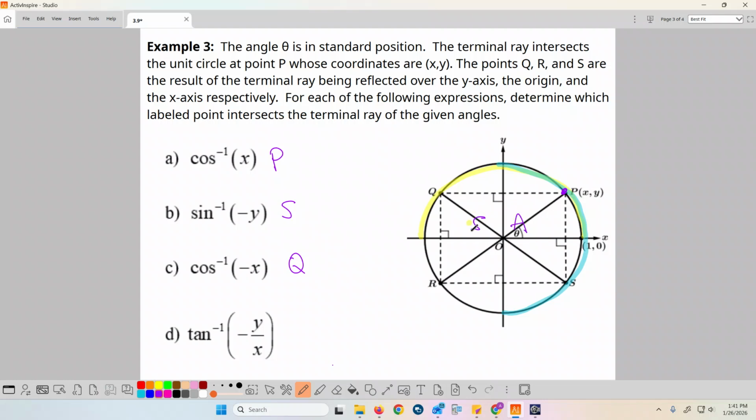The only places we have positive tangent values are here and here. We have negative tangent values here and here. The thing is, we have that restriction, which forces it into this quadrant. So that means it's going to be forced into point S. All right, so that's kind of how that works.